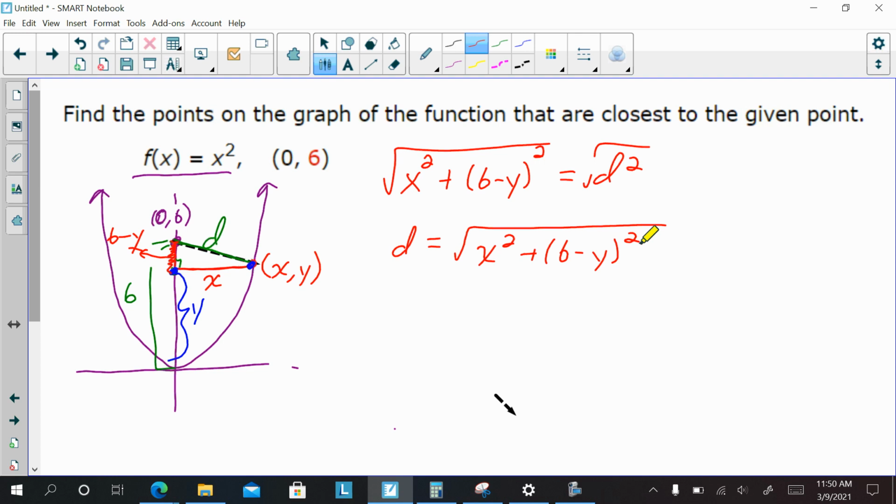Now, we don't want to have x and y as inputs on the right side of the equation. So how can we get rid of one of those? Think of f of x as being the same thing as y.